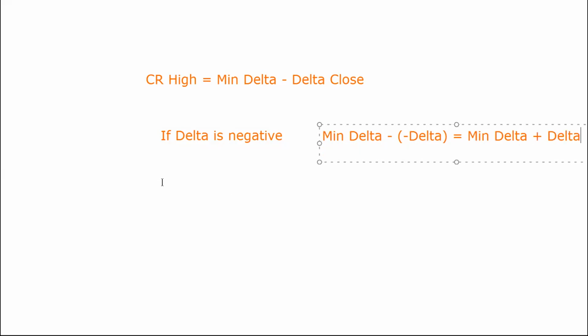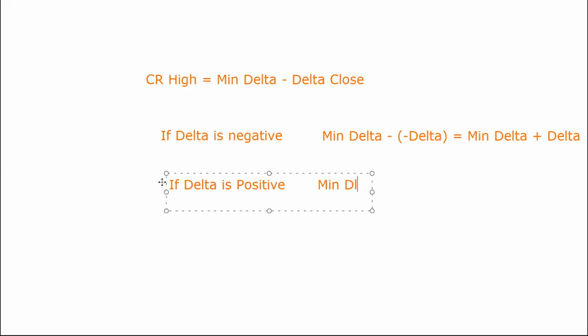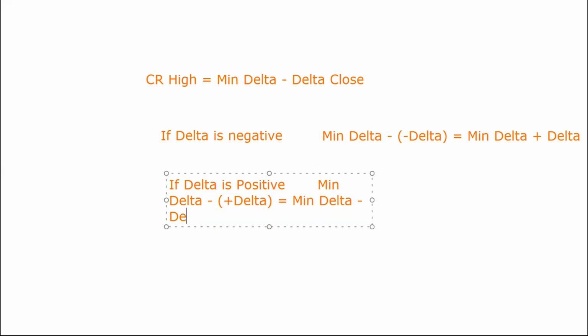If delta is positive, then you'll be getting min delta plus minus of positive delta, which is nothing but min delta minus delta. So that's how the calculation goes over here.